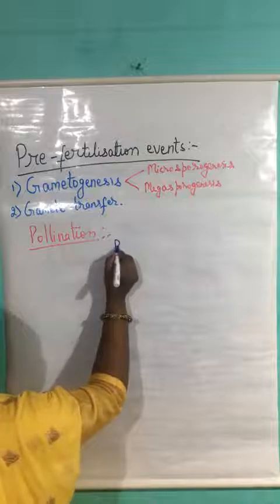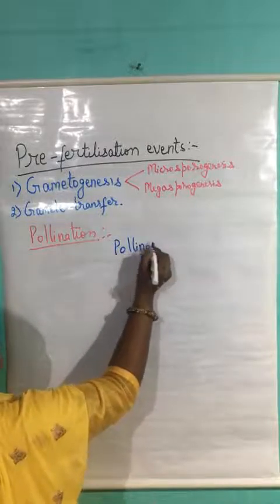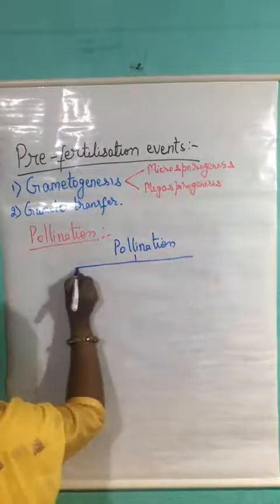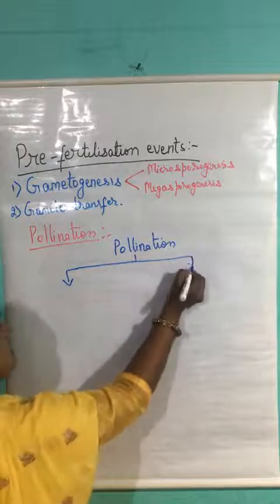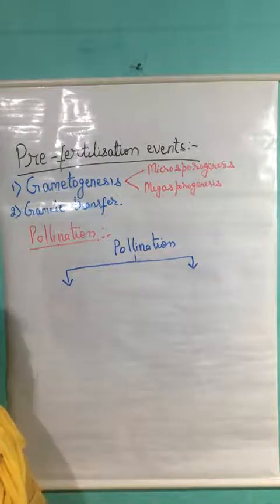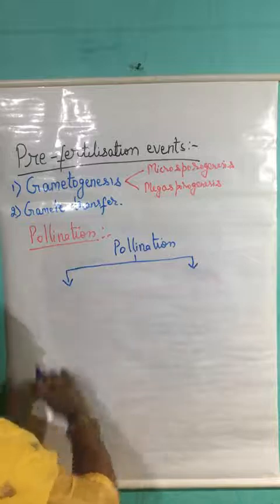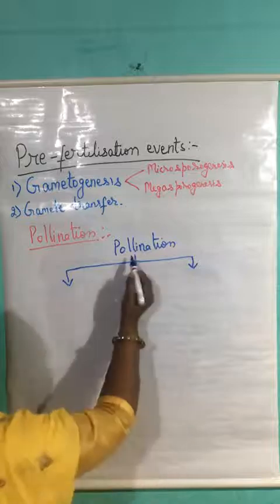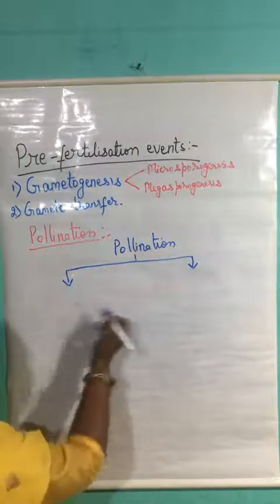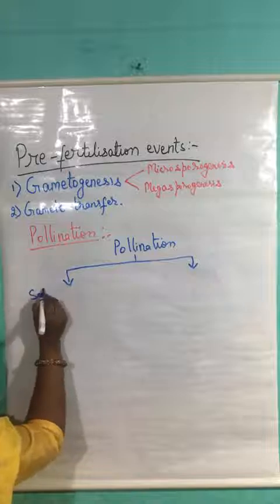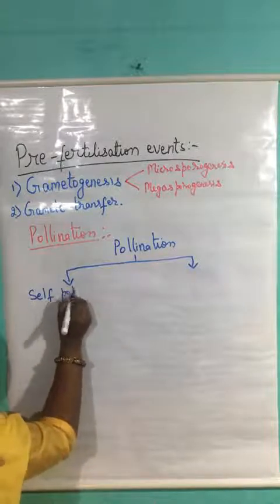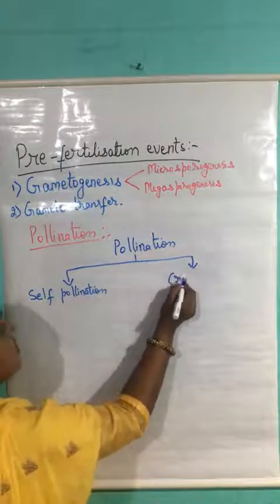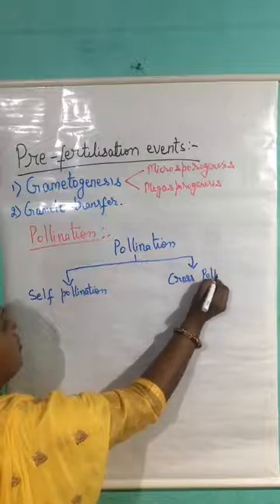Now, on the basis of how the pollination takes place, the pollination may be of two types. The two types of pollination are number one, self-pollination, and the second type is cross-pollination.